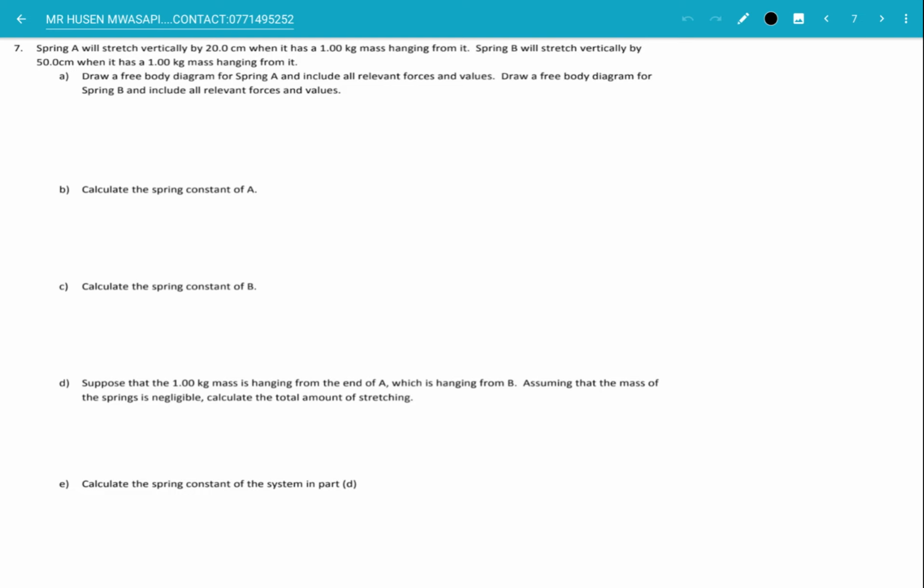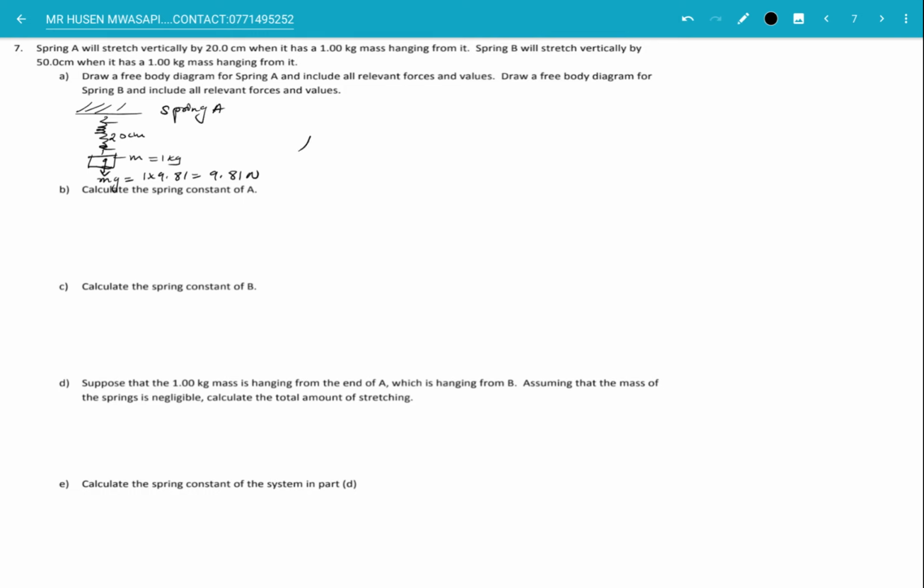So here we have the fixed supports. Just draw it roughly, because we already have ideas of what we want. So it's going to be 20 centimeters. Put the mass, which is 1 kg, the weight force mg, which is 1 times 9.81, which is just 9.81 newtons. So this is for spring A.